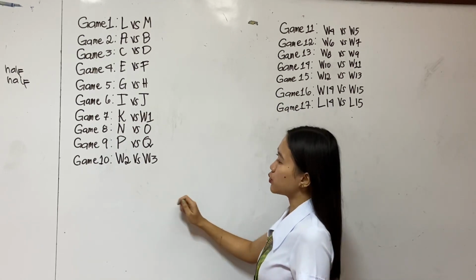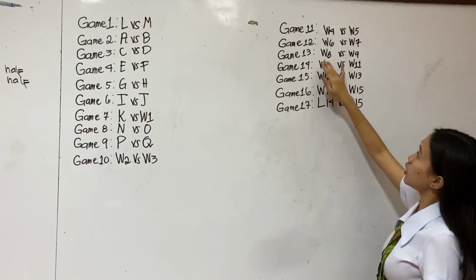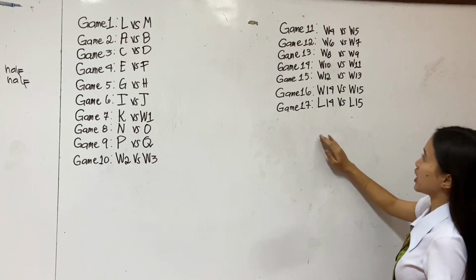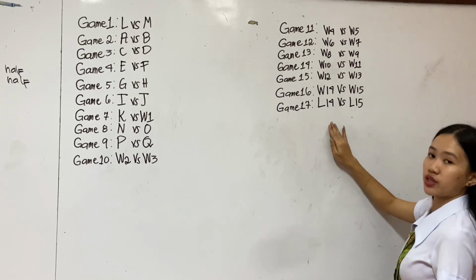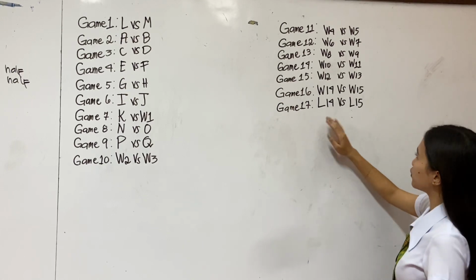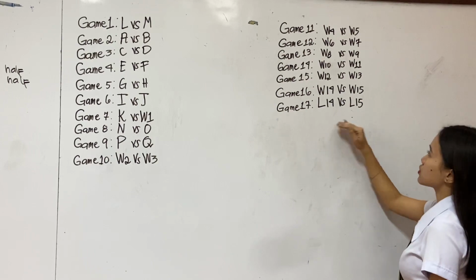Game 10, winner 2 versus winner 3. For game 11, winner 4 versus winner 5. For game 12, winner 6 versus winner 7. Game 13, winner 8 versus winner 9. Game 14, winner 10 versus winner 11. Game 15, winner 12 versus winner 13. Game 16, winner 14 versus winner 15. And for the last game, loser 14 versus loser 15.